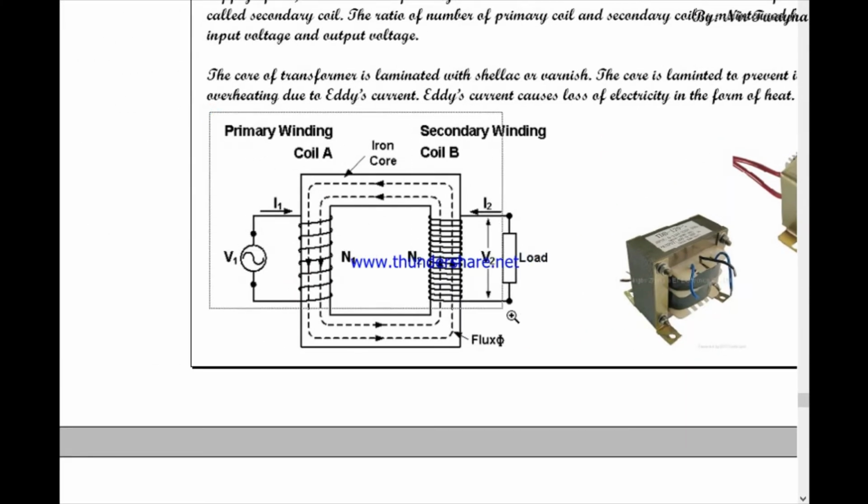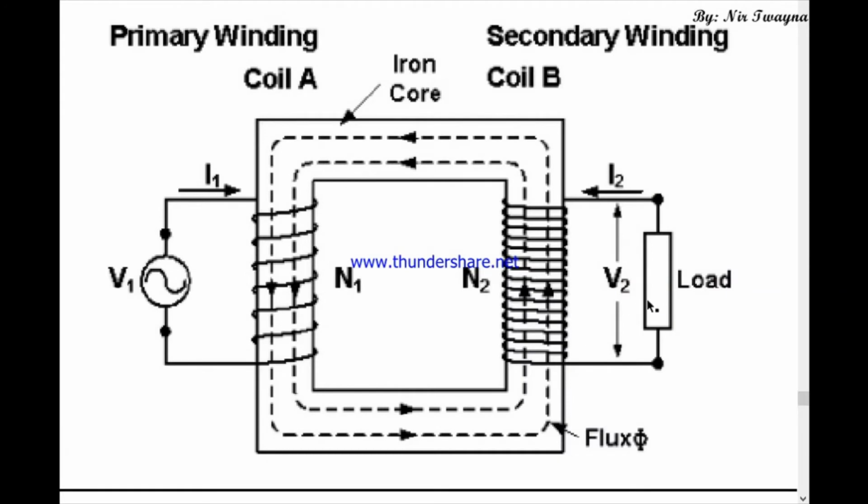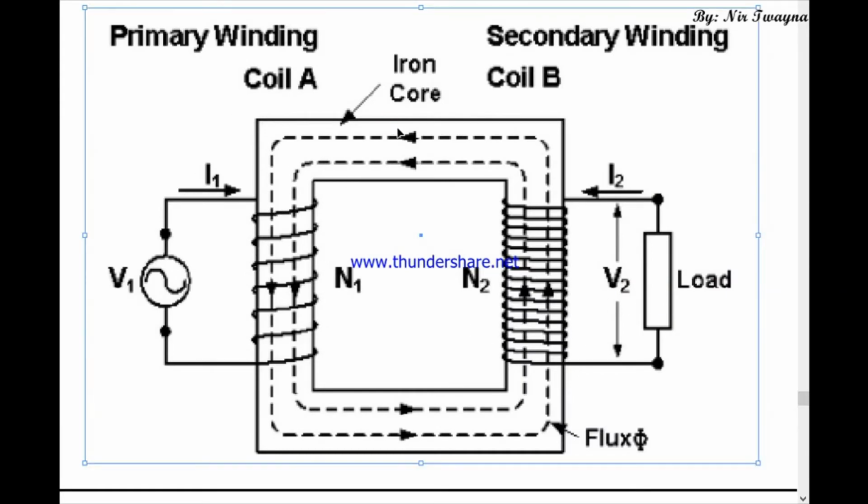Now the simplest representation of a transformer would be something like this. This is the core. The core is represented simply by a rectangle. One of the arms of the core has the primary coil wound on it, and this primary coil is connected to the source of electricity.